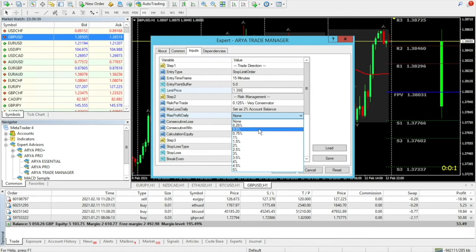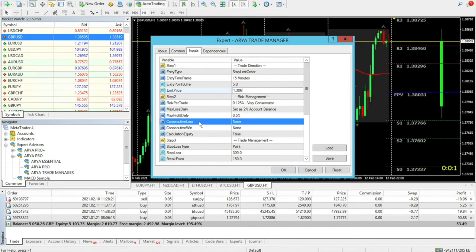Arya will take into account all of that day's closed positions to determine if trading can continue or not. As soon as your max profit is reached, Arya will cease trading. For example, if a max profit of 0.5% is set, Arya will stop trading and secure the capital when you've gained 0.5% of your account balance in one day.